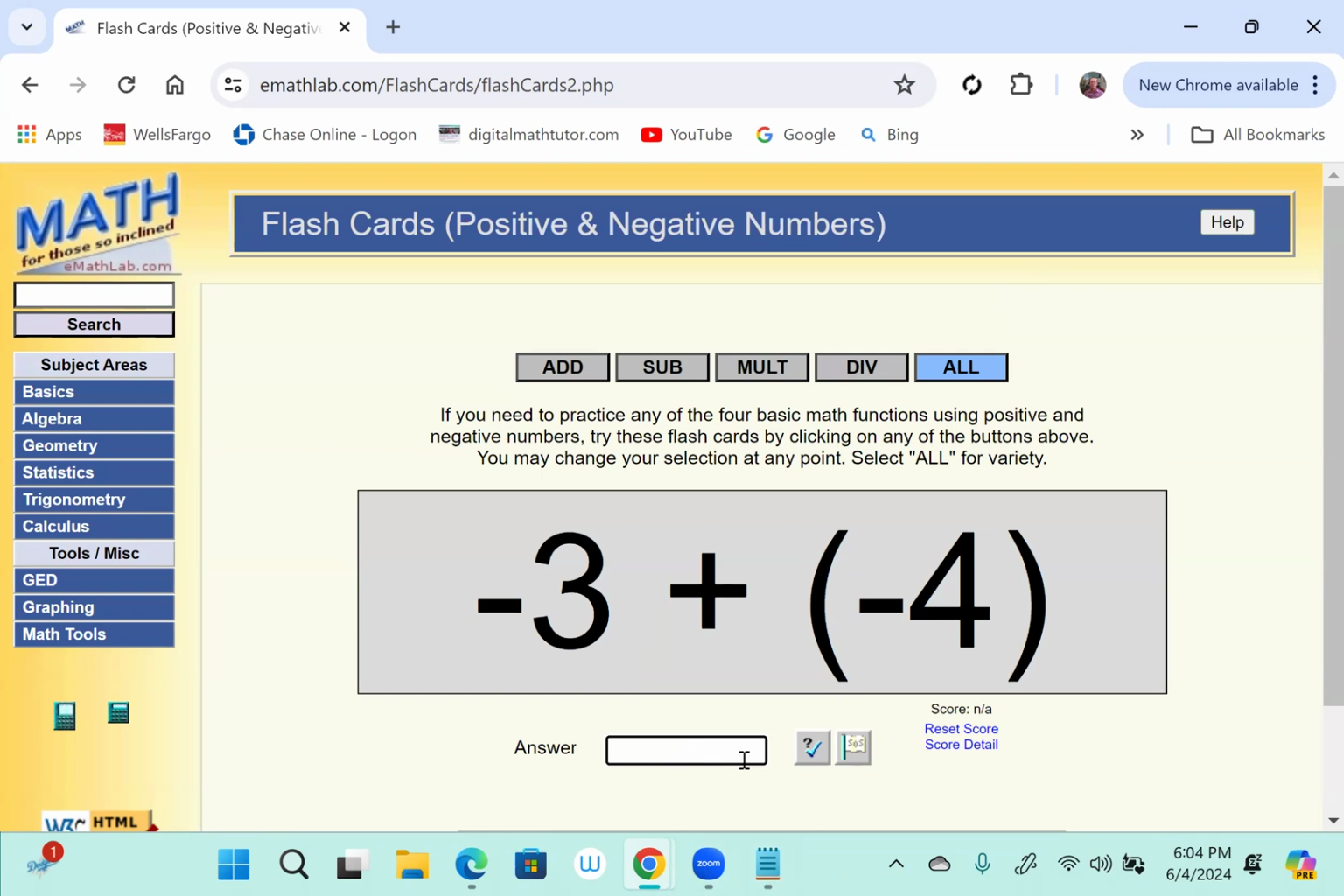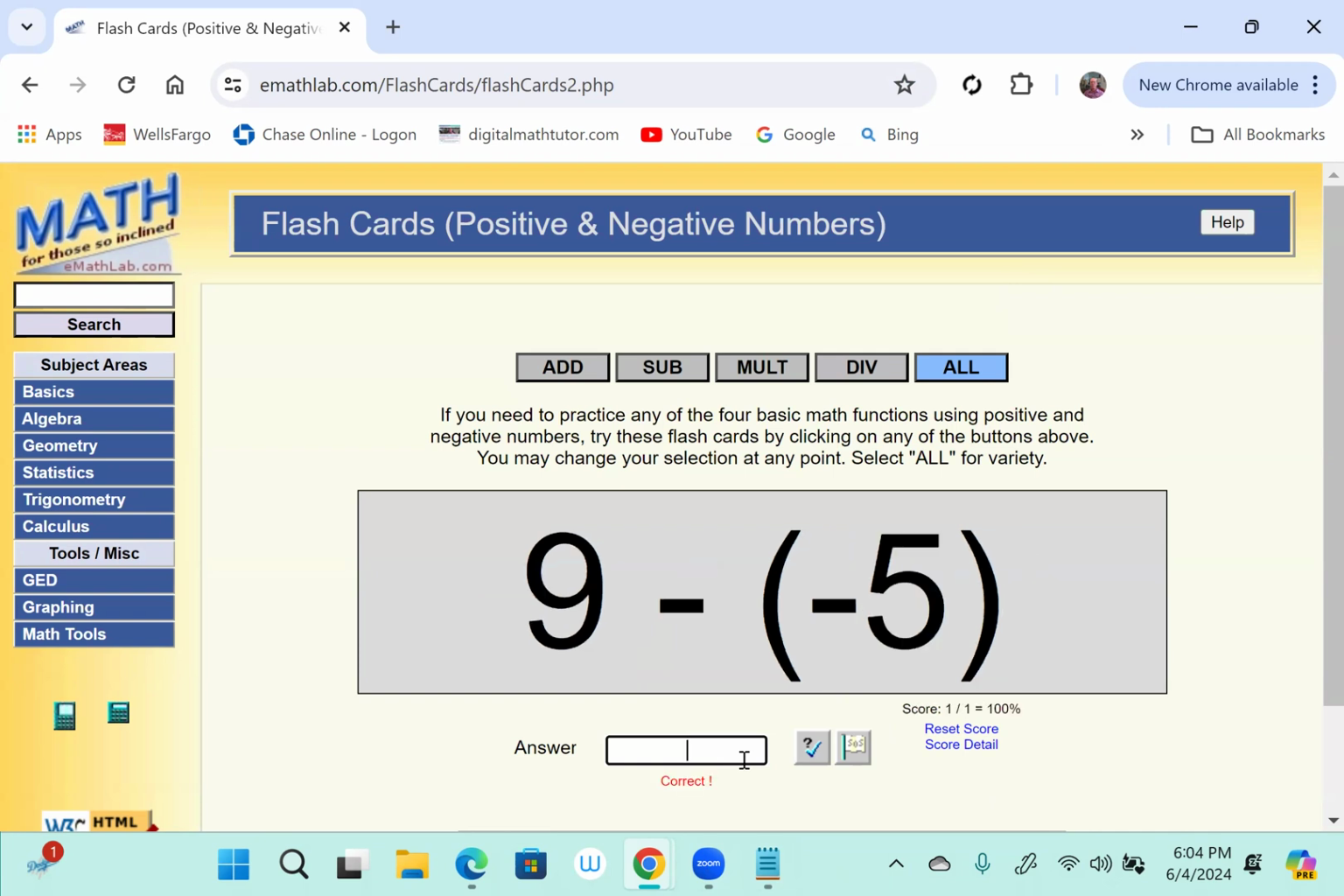No pressure. Seriously, you just tell me what you think the answer is. Okay, starting with this one. Okay, -7. And then it gives you another one immediately, and it does it randomly. In other words, they don't do a bunch of addition, then a bunch of subtraction. It's either addition, subtraction, multiplication, or division.